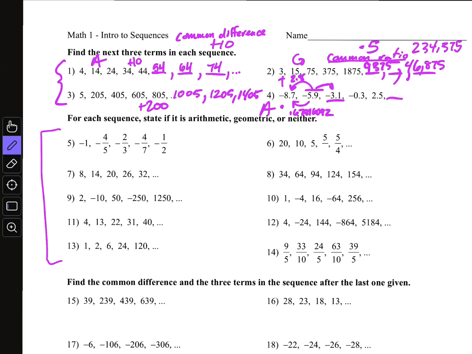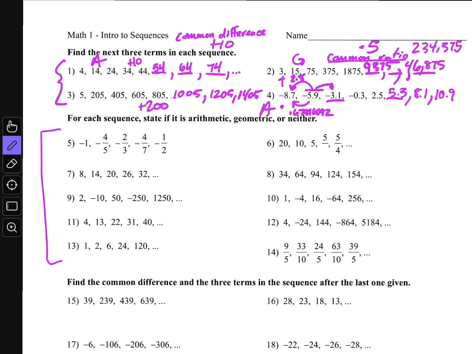So then my next one would be 5.3, then 8.1, and finally 10.9. Alright, so check your answers. Hopefully you did it well, okay, because you should be able to figure these out.